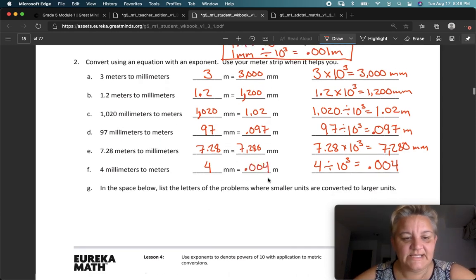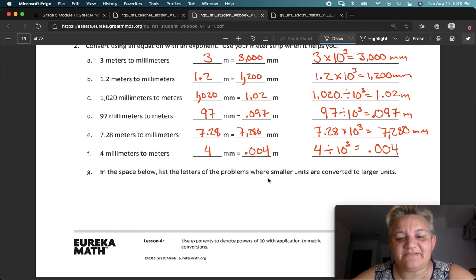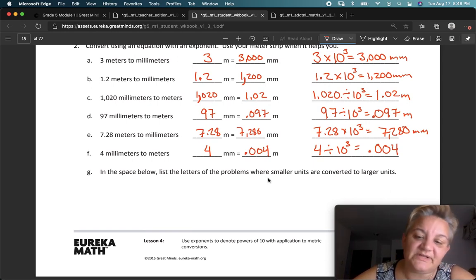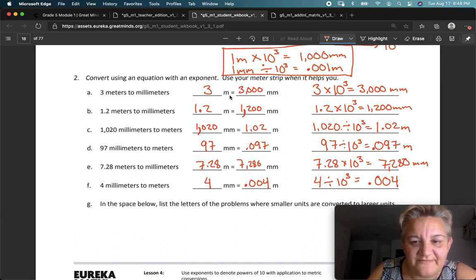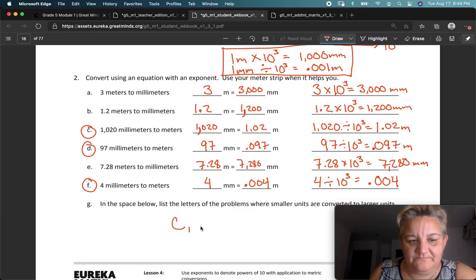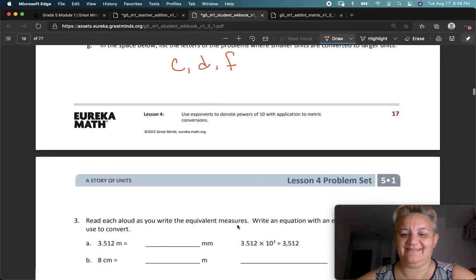All right. In the space below, list the letters of the problems where smaller units were converted to larger units. So we're going to go through and look for any one where we converted millimeters to meters. That's C, D, and F. C, D, and F. Okay.